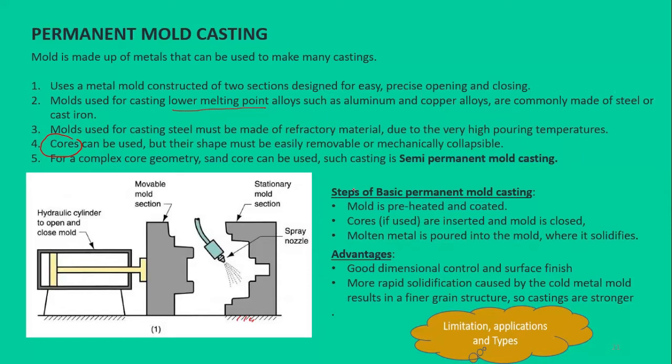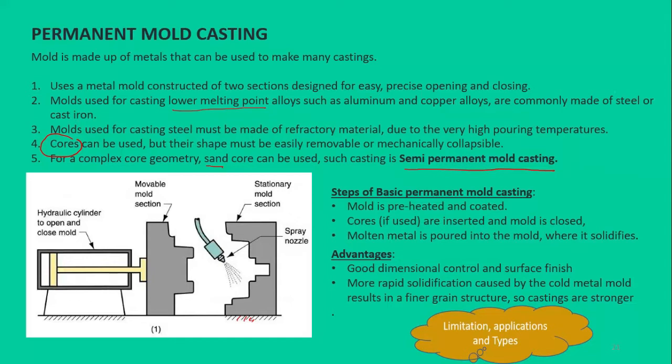Let's suppose we have such a geometry that the removal of the core is not possible because of the complex geometry. So what we do is make the core out of sand so that it can be collapsed. Such a kind of permanent mold casting in which the core is made up of sand, we call semi-permanent mold casting.